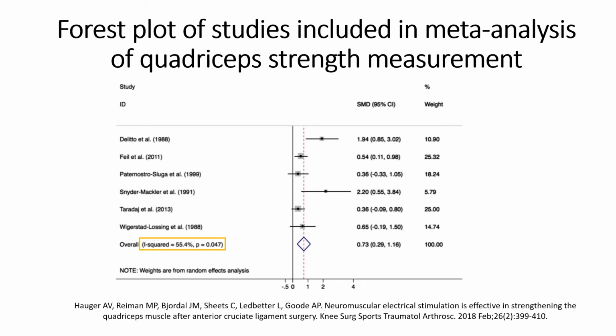That p-value as well of 0.047, less than 0.05, suggests that there are higher levels of heterogeneity involved in this particular study, despite the fact that we have a summary effect, or a summary statistic, of 0.73, which suggests that there is a medium to large effect for neuromuscular electrical stimulation.